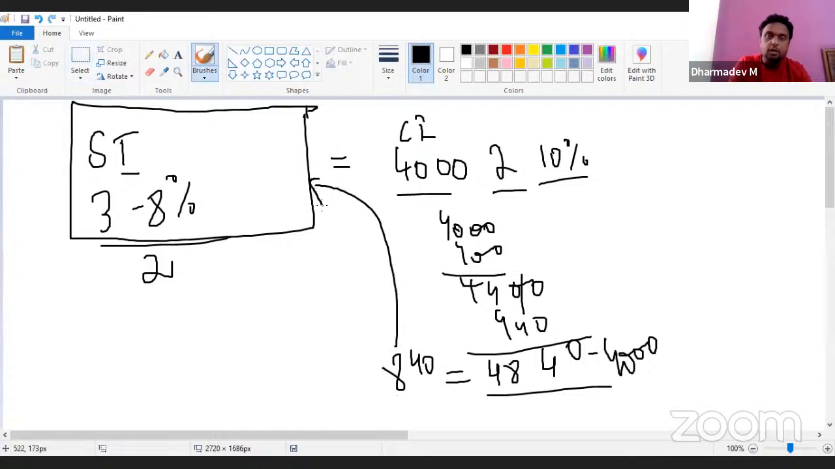So I got for 2 years compound interest 840. How would I get the next? This is the first step. Next, simple interest on a certain sum of money for 3 years at 8% per annum is half the compound interest of 4,000. Just the interest is half the compound interest. Half the compound interest means 420.